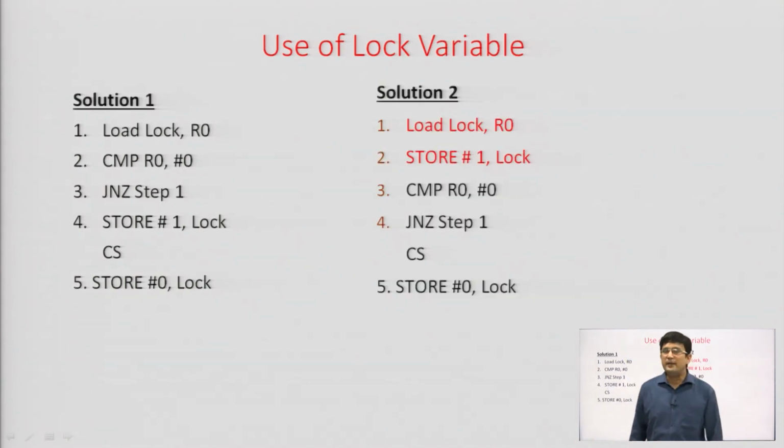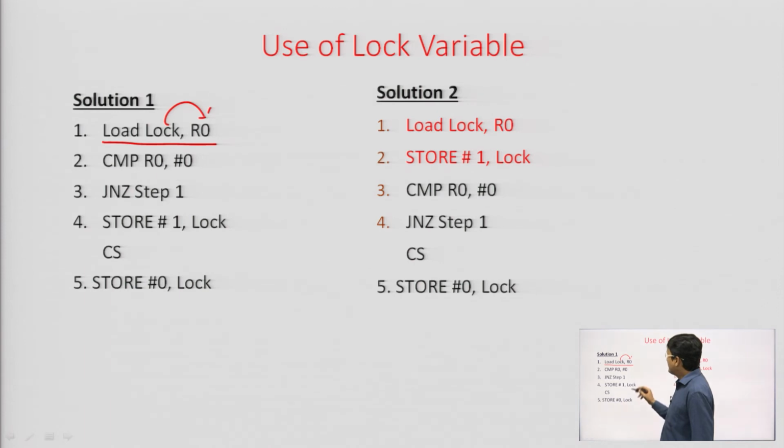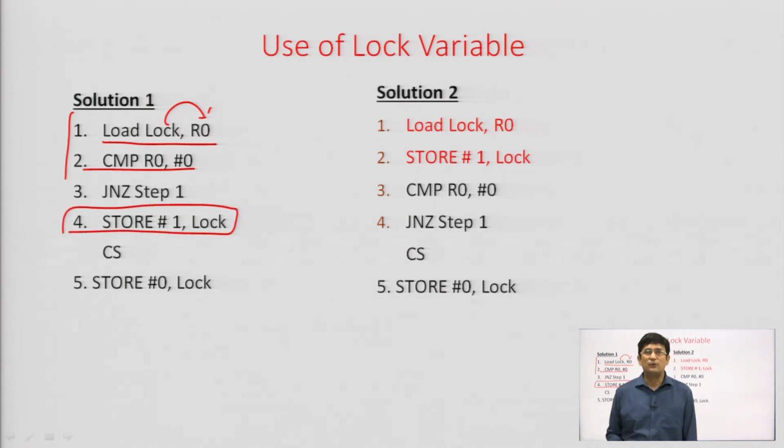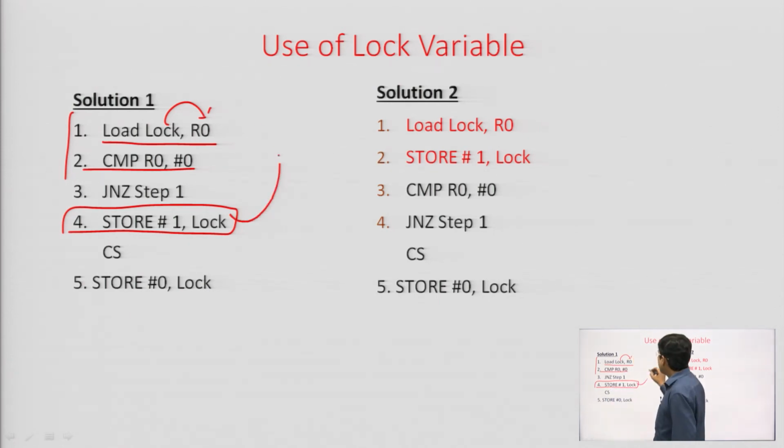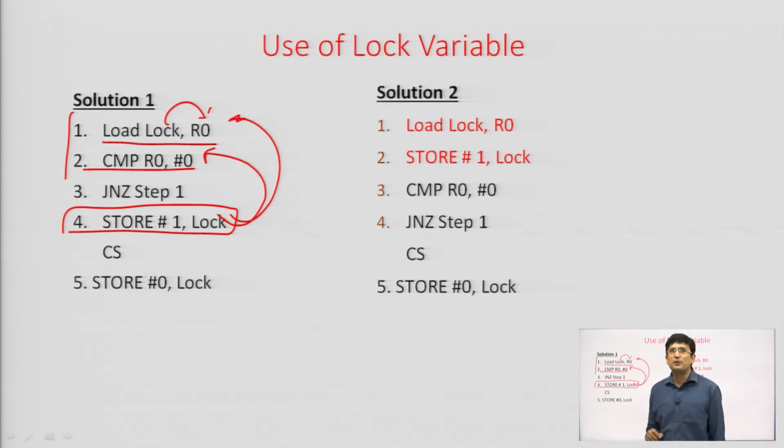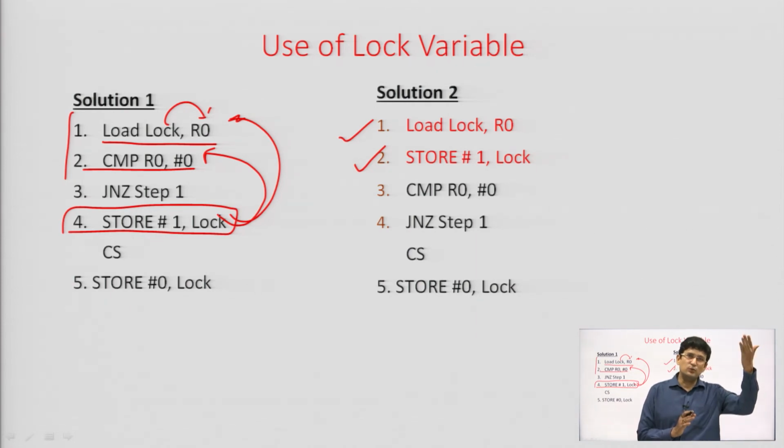So, where is the problem? The problem is that you are loading the lock value in R0, and then you are comparing R0 with 0, and then after 3 statements you are setting the value of lock as 1. Why not exchange these two statements, or let us put the fourth statement at statement number 2. So, here is the solution. You have loaded the value of lock in R0, and then you are storing 1 in the lock. So, you have changed the sequence of the statements. First, you have executed statement number 1, then statement 4 is now the second statement.